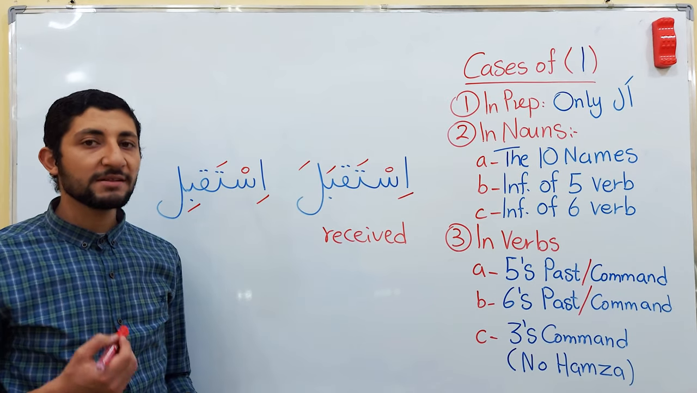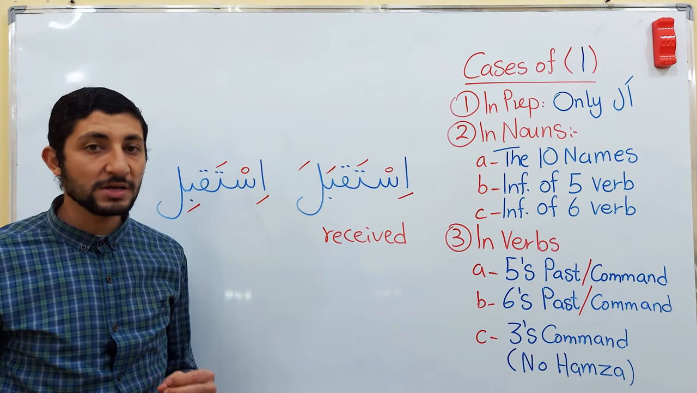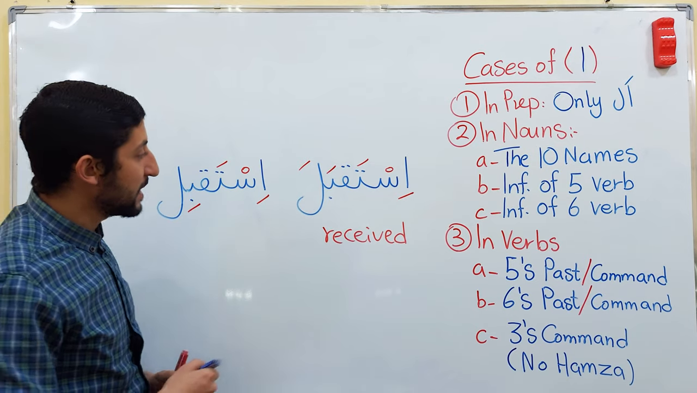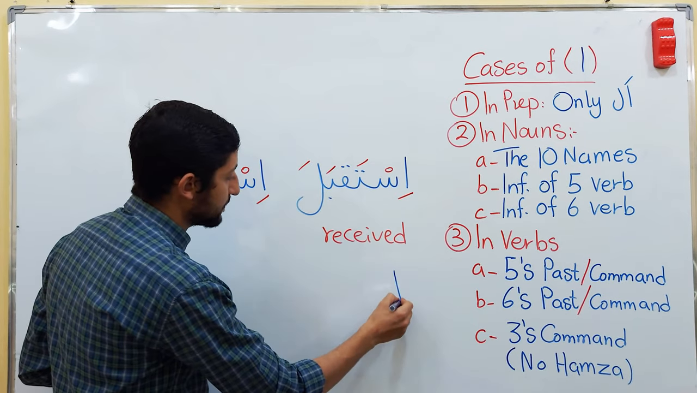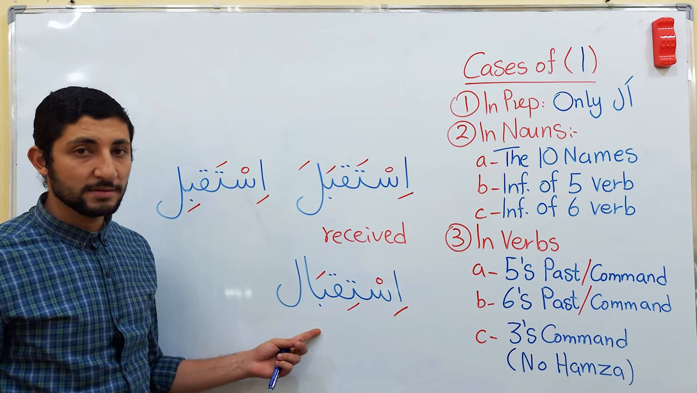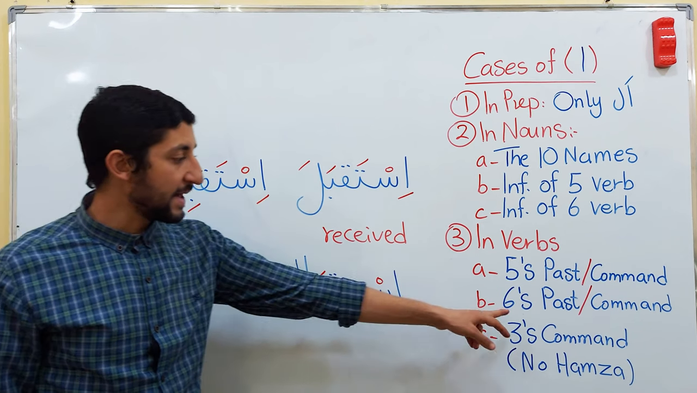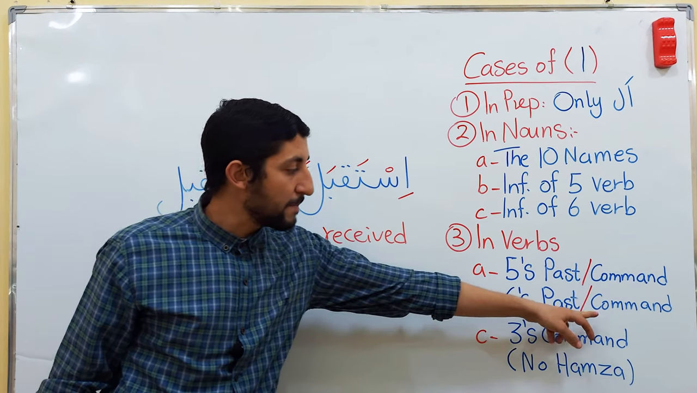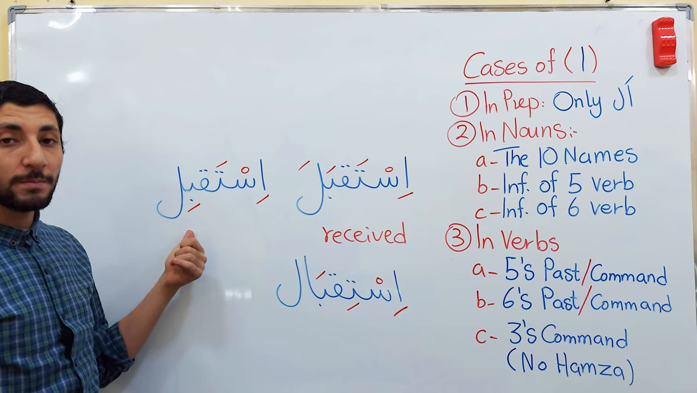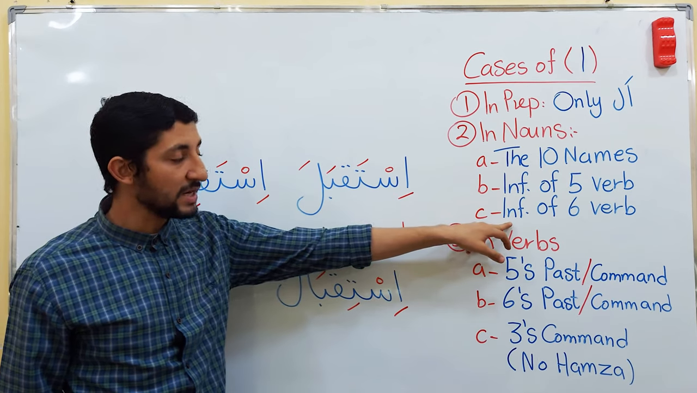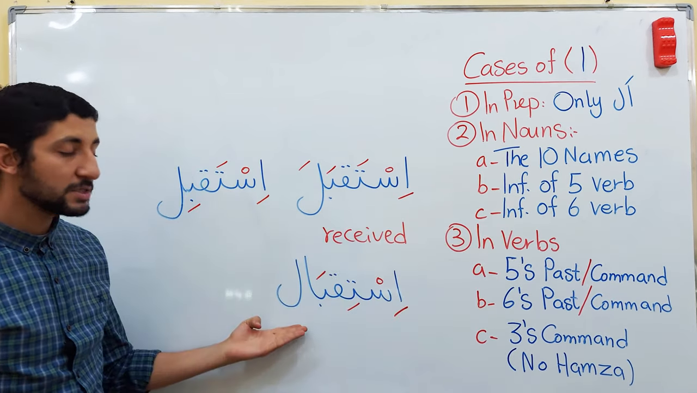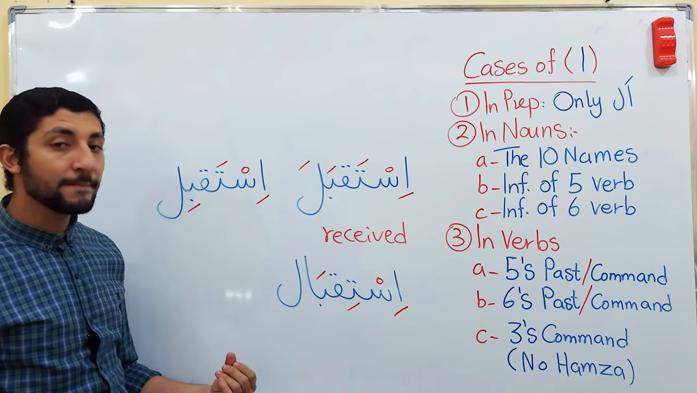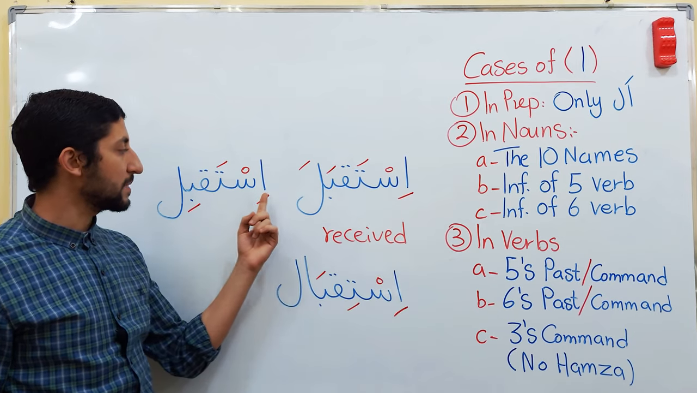Again, المصدر or infinitive in Arabic is a noun from which this verb is extracted. The infinitive of this one is استقبال, receiving. So the past of hexa verb, استقبل. The command of hexa verb, استقبل. And also the infinitive of hexa verb, استقبال. Three of them contain همزة وصل in the beginning.